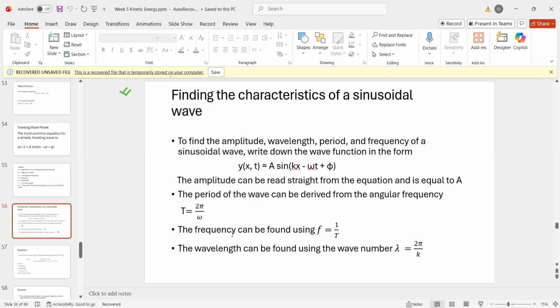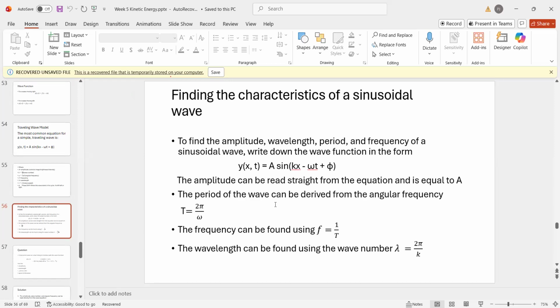So to find the characteristics of a sinusoidal wave, you find the amplitude, wavelength, period, and frequency of the sinusoidal wave. You write out the wave function in this form. So the amplitude can be read straight from the equation and it's equal to A.